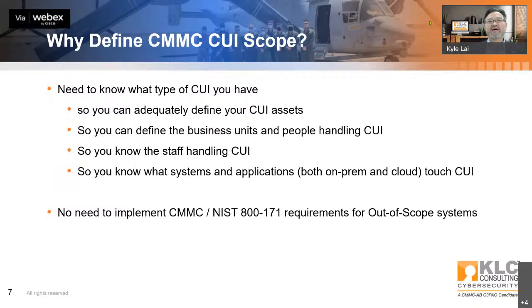Do they actually have the CUI information? If they say no, it's like, why do you need to include those in your scope, right? So these are the type of things that you really want to scope properly.